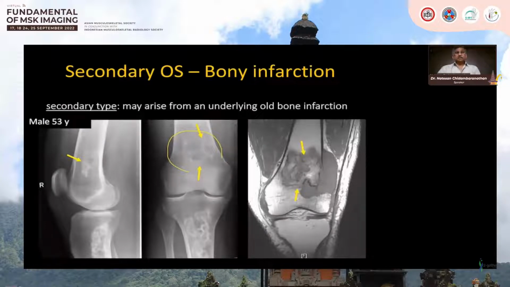Secondary osteosarcomas are not uncommon. Secondary osteosarcoma can occur in Paget disease, or in a bone infarction, a benign lesion. This is a patient having SLE. There is a large bone infarct. Later, when we did MR, it showed a lesion with a larger soft tissue component. It is a secondary osteosarcoma occurring in a bone infarction.